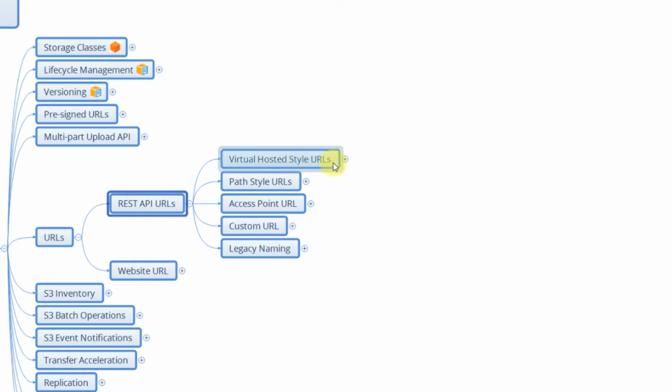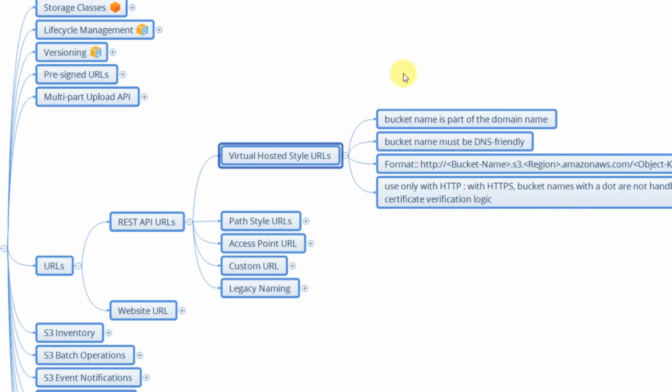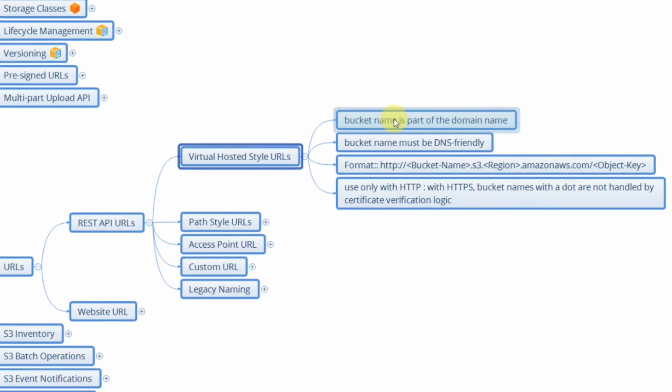So there's the virtual hosted style URLs. Here, the name of the bucket is part of the domain name, and therefore the bucket name must be DNS friendly. And this is what it looks like. Note that the bucket name is part of the domain. It can only be used with HTTP and not with HTTPS.